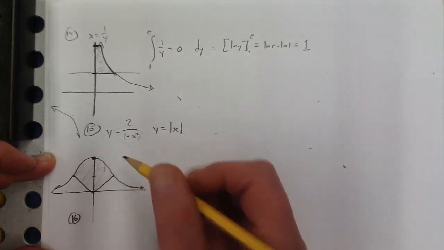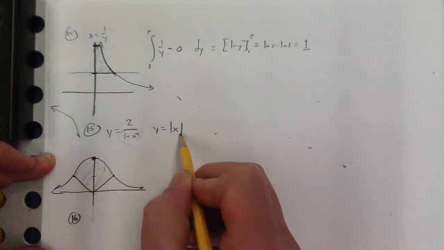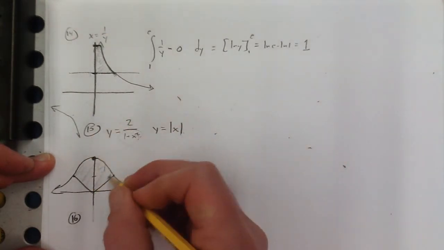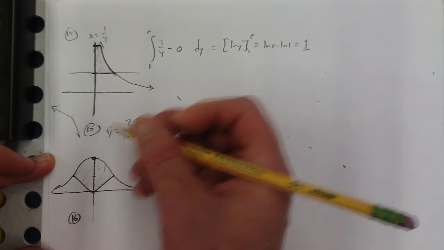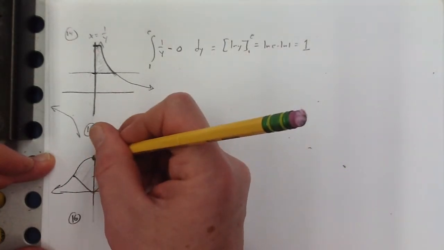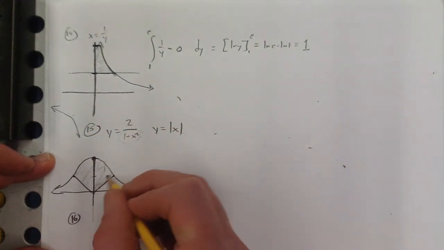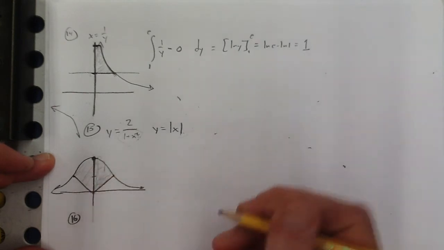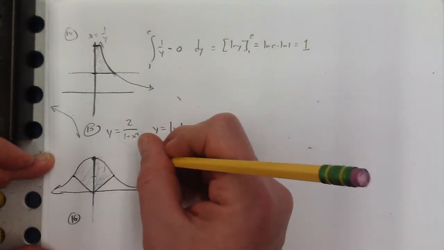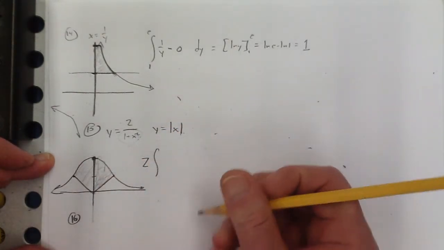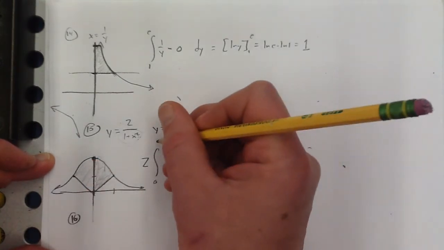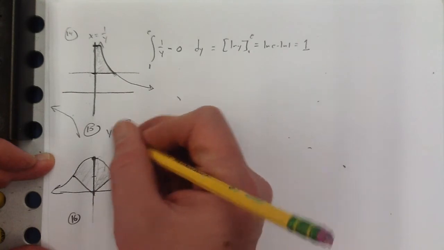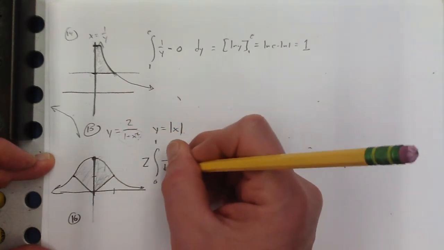Now since I don't really want to deal with that absolute value sign if I don't have to, this is just the line y equals x right here. And this area, this thing's symmetric. These are both even functions. So I'm just going to find that area and double it. So my area is 2 times the integral from 0 to 1. Who's on top? That.